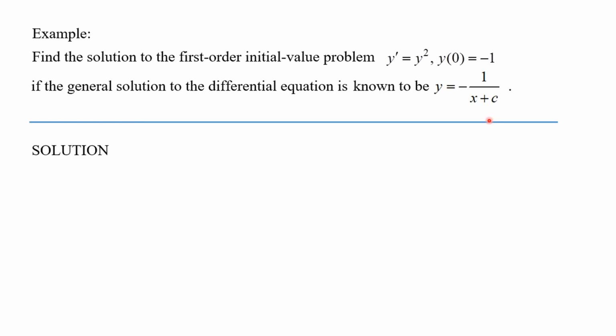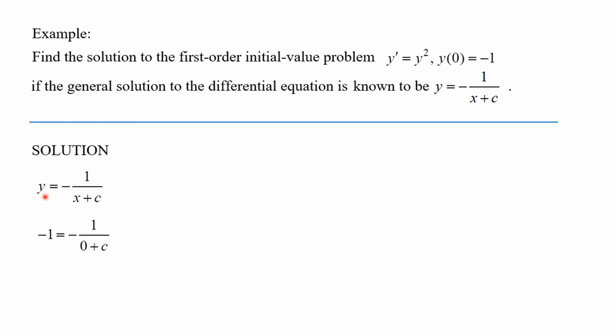Okay, so the solution is as follows. Now this is the general solution, y equals negative 1 over x plus c. Now we want to find the unknown c subject to this given initial condition. This initial condition states that x is equal to 0 and y equals negative 1. So substitute x equals 0 and y equals negative 1 in the general solution, and let's see what is the value of c that we can obtain.